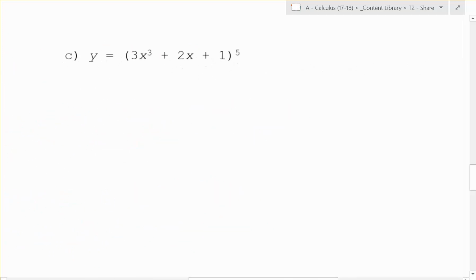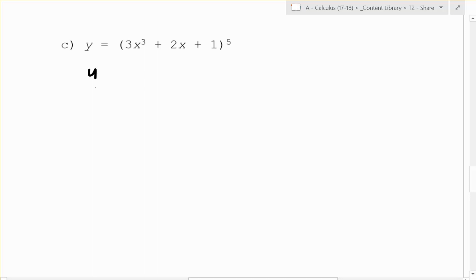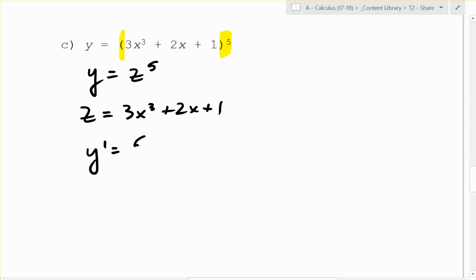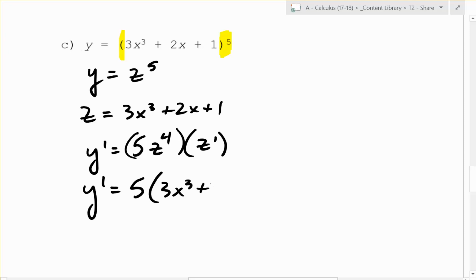Let's try another one here. You have y equals, again, the outer function, very similar to what we just did, so we have z to the 5th, and z is equal to 3x cubed plus 2x plus 1. So y prime is going to be 5z to the 4th times, and I don't like putting that dot in for multiplication, I'll just use parentheses, times z prime. Well, we can do the substitution now. We end up with 5 times (3x cubed plus 2x plus 1) to the 4th times z prime.